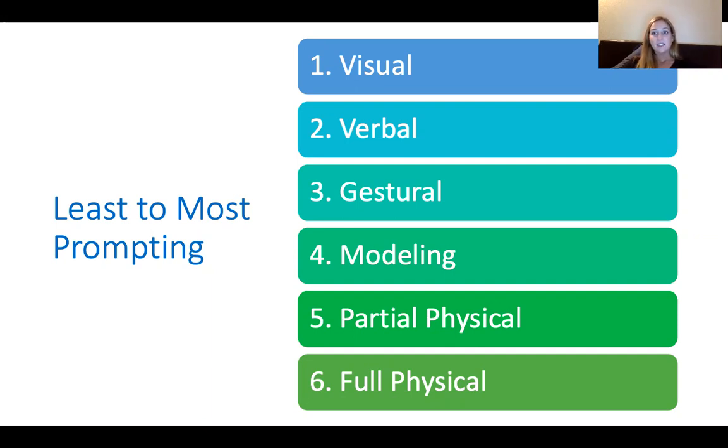Gestural could be a nod, a hand wave, pointing, a variety of different things. Modeling is the show me. If I were teaching a learner, I would show them and then I would give them the opportunity to do it next. So you're going to demonstrate and then allow them to respond independently. Partial physical is that light touch. So you touch and then you pull away and allow the learner to respond independently.